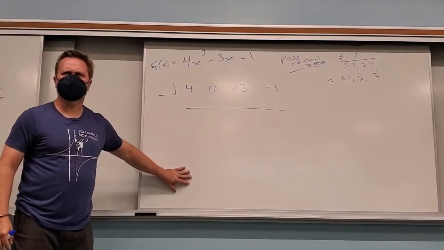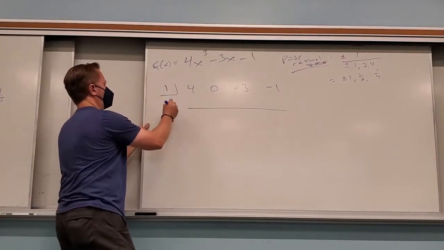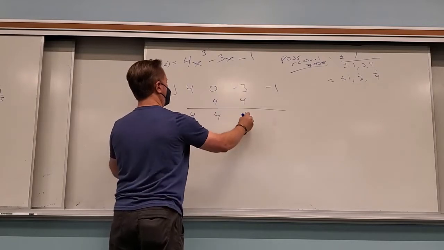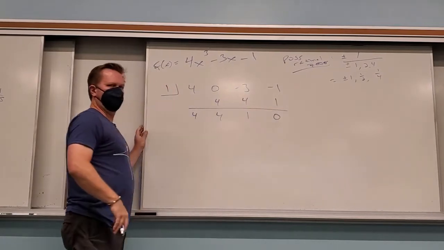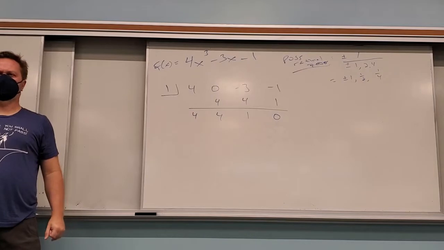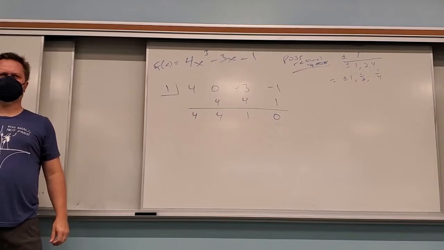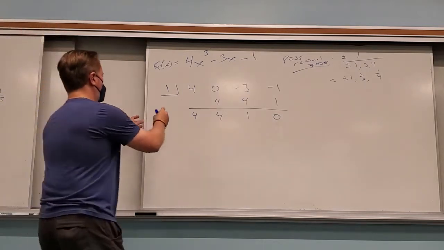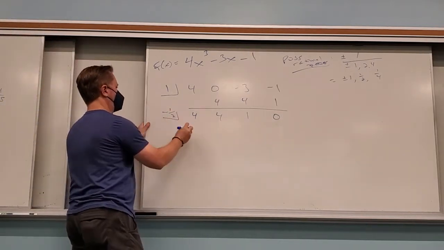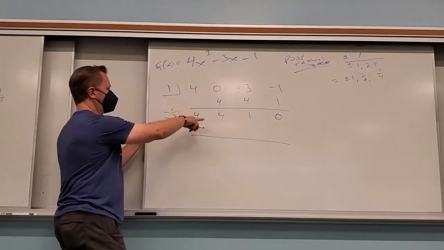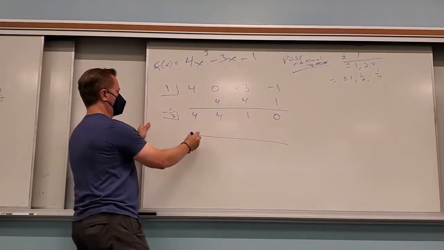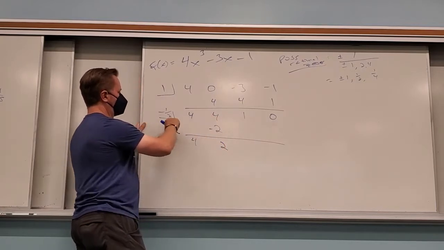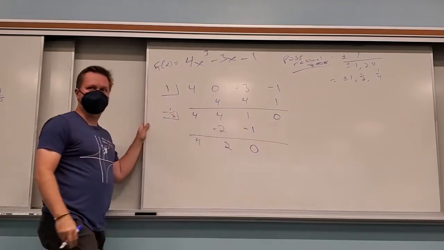Anybody get one that works? 1? Okay. 4, 4, 4, 4, 1, 1, 0. Sweet. Everybody get a different thing that works? Negative 1/2? Let's see. Remember, you can just keep going. So bring the 4 down, times negative 1/2 is negative 2. Add, multiply, add. Sweet.